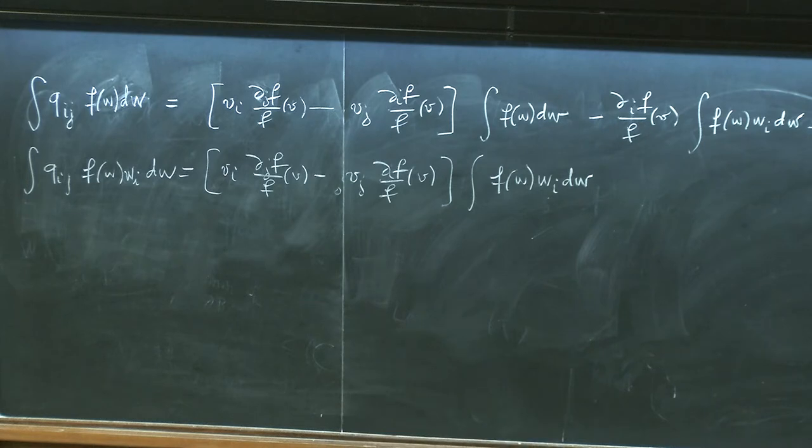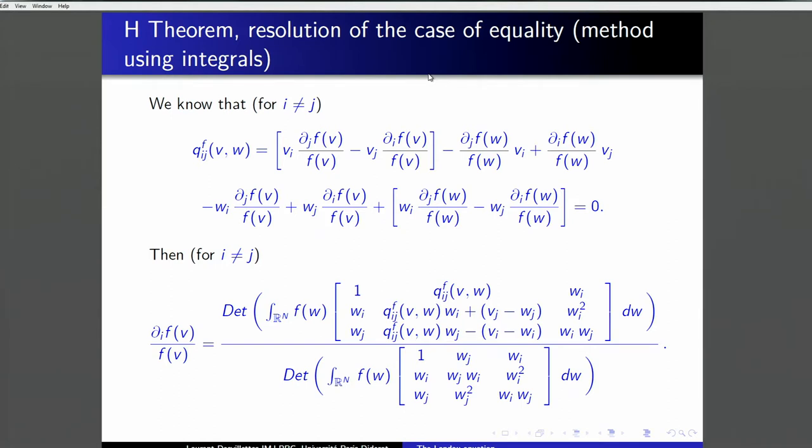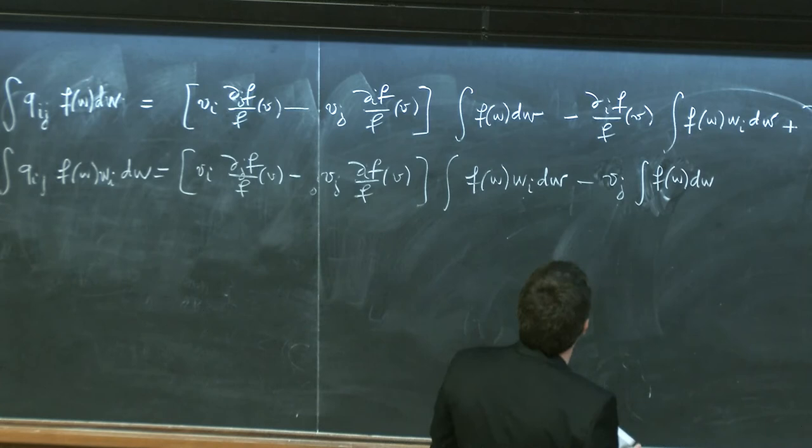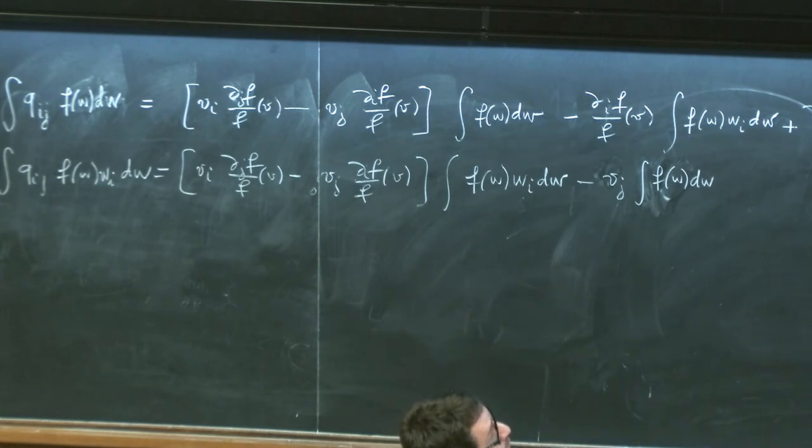But next one corresponds to multiplying by wi f of w, so the f of w cancel, and I get wi ∂i f, which after integration by parts will give me exactly minus integral of f. So here I will get minus ∂i f over f, sorry, minus ∂j ∂i f over f, sorry, integral of f of w dw.